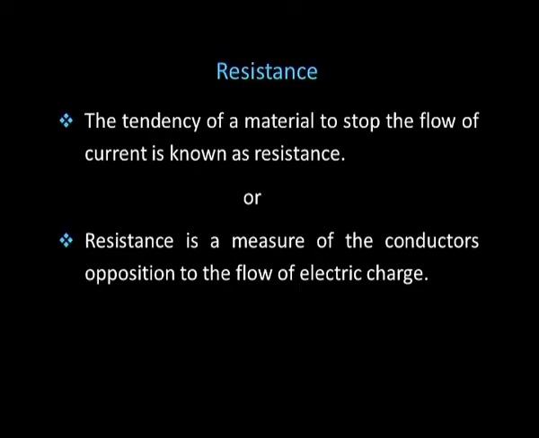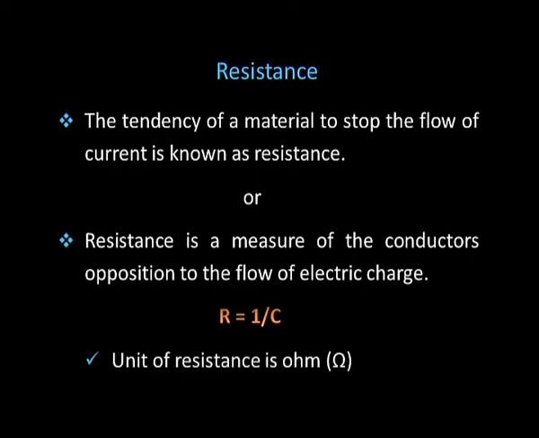The first term is resistance. The tendency of a material to stop the flow of current is known as resistance, or resistance is also called a measure of the conductor's opposition to the flow of electric charge. R is defined as 1 by C, where the unit of resistance is ohm.